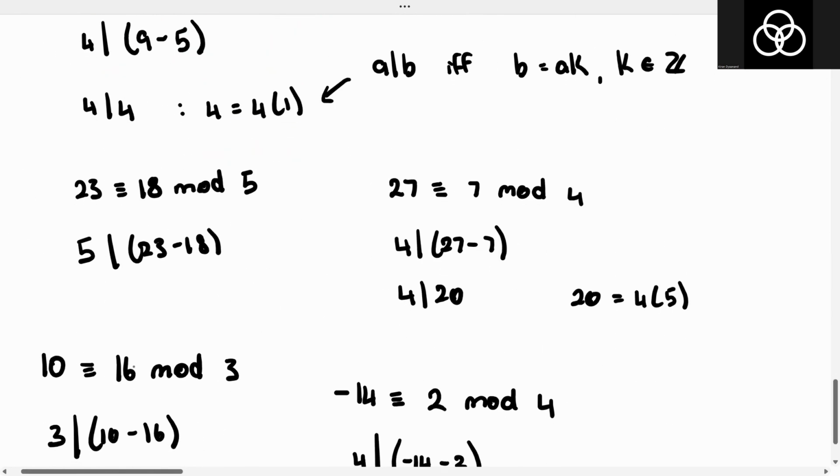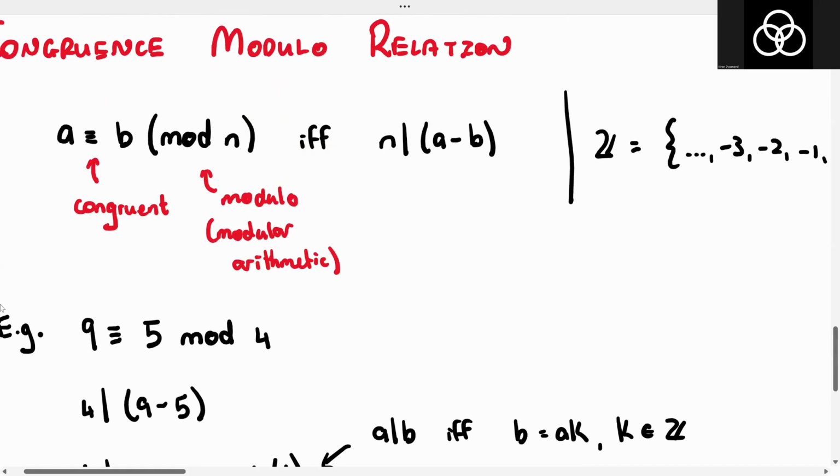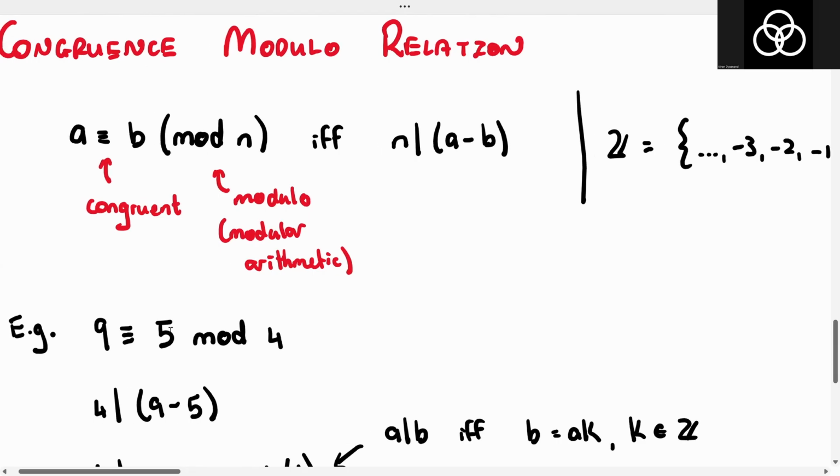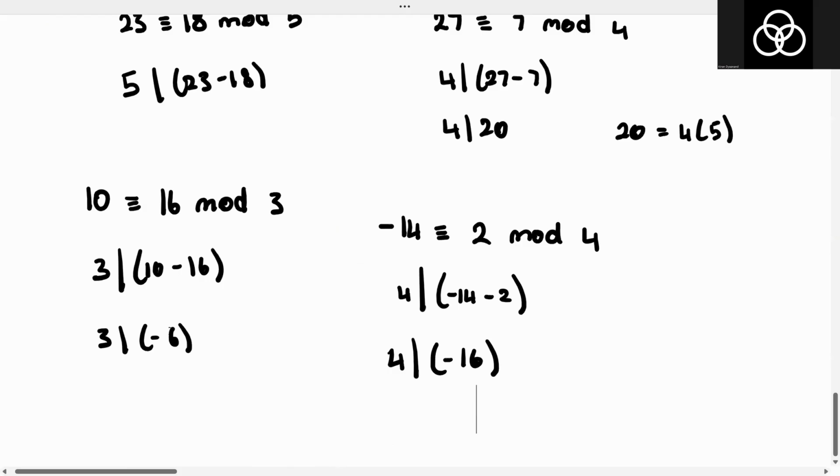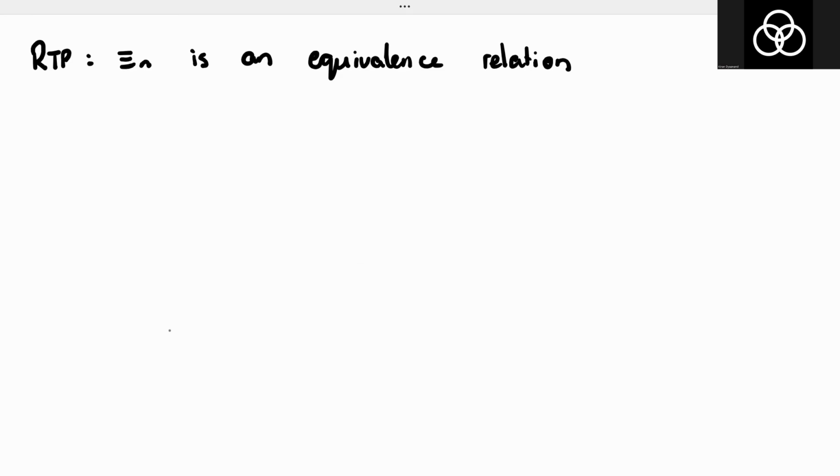So the important takeaway here is that the three-line equal sign is just another equivalence relation, right? So we define the equivalence relation to be A is congruent to B mod n if n divides A minus B. So let's show that this is an equivalence relation. We're required to prove congruence mod n is an equivalence relation. Proof.